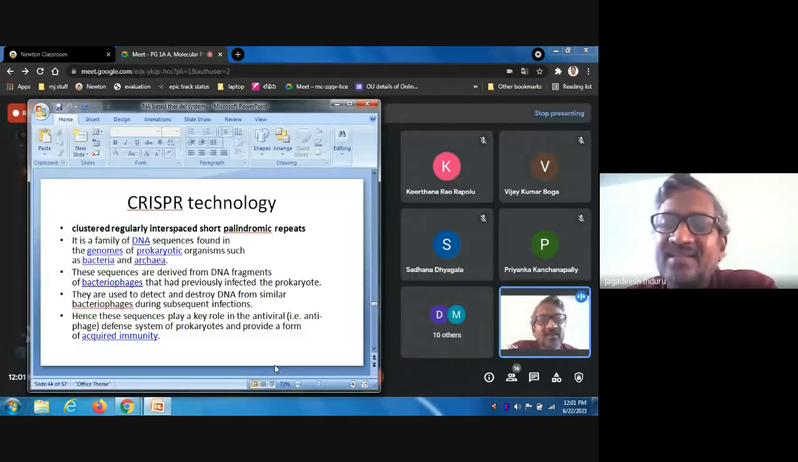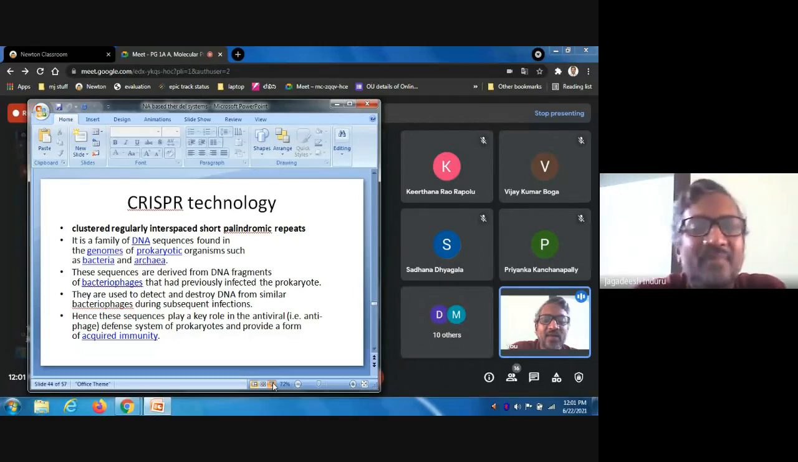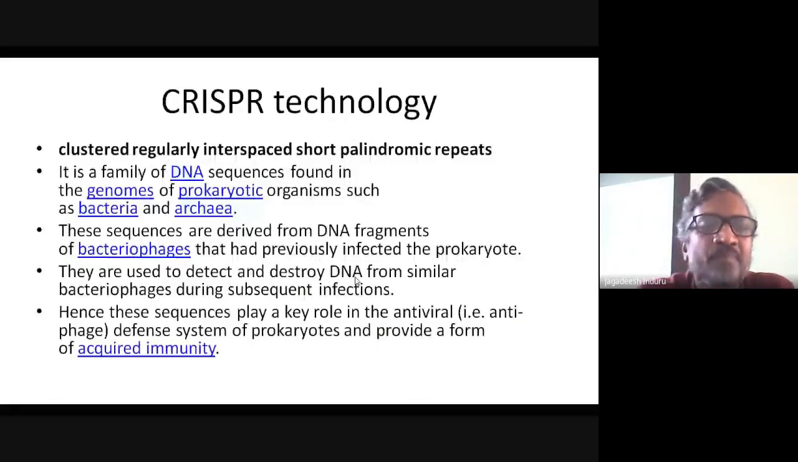So in this particular journey, it is the bacteriophage, because the bacteria has a capacity to engulf, and that is called a bacteriophage, because its function is to enter into the bacteria. So the sequences are derived from the bacteriophages that previously infected another prokaryote. They are used to detect and destroy the DNA from similar bacteriophages during subsequent infections.